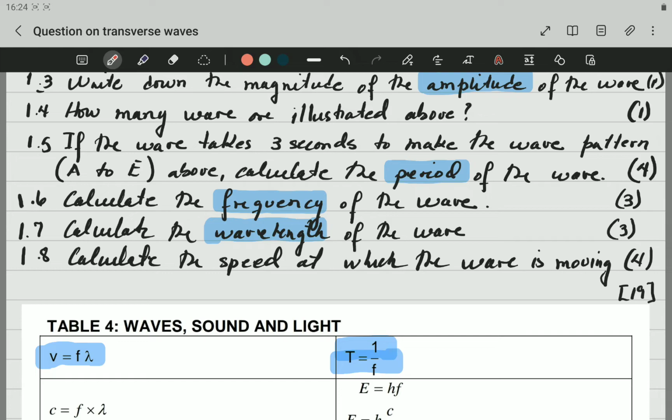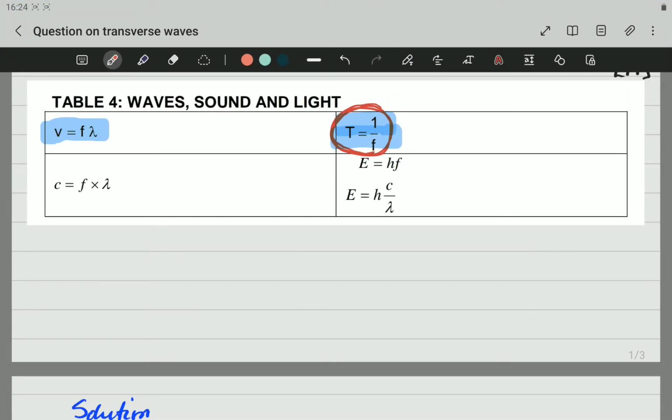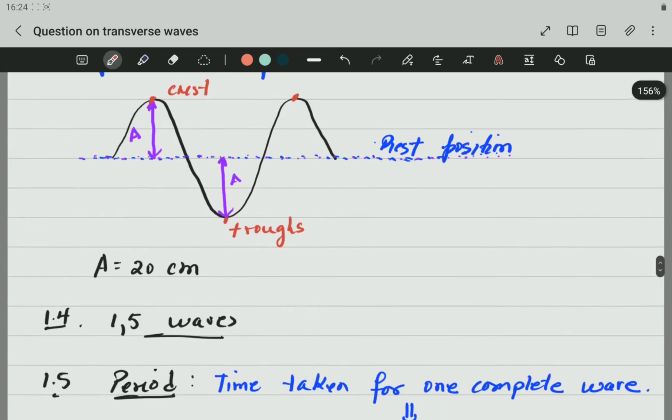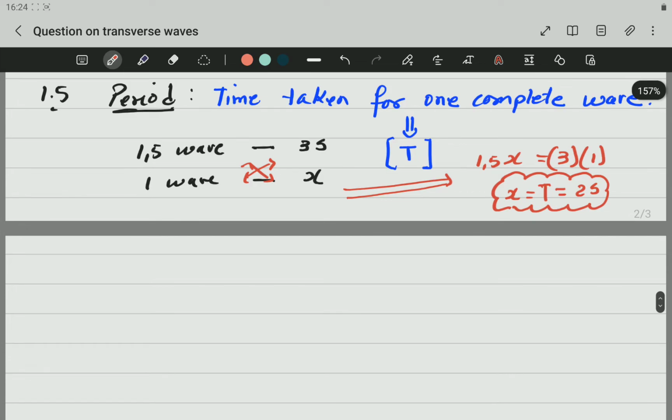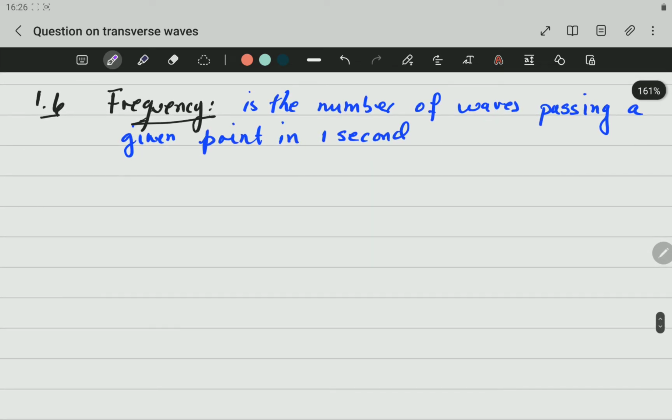And if you come here, this formula relates period and frequency. So we are going to just first, as we did with all the other questions, look at the definition of frequency, and then we are going to use that formula to calculate the frequency of the wave. Okay, so let's go to the definition of frequency. Alright, so frequency is the number of waves passing a given point in 1 second. How many waves pass in 1 second?